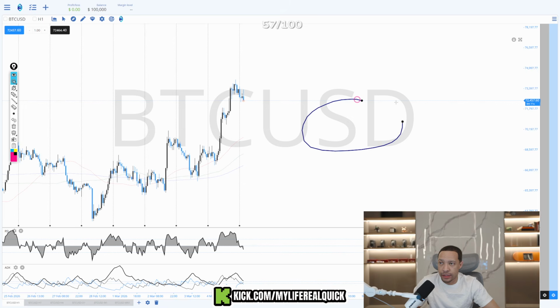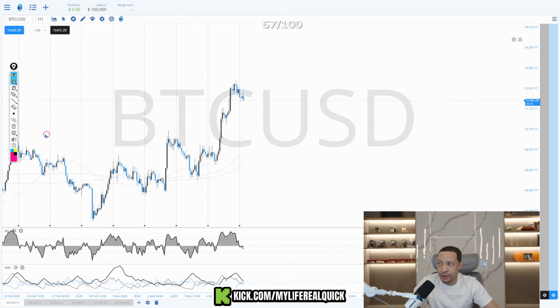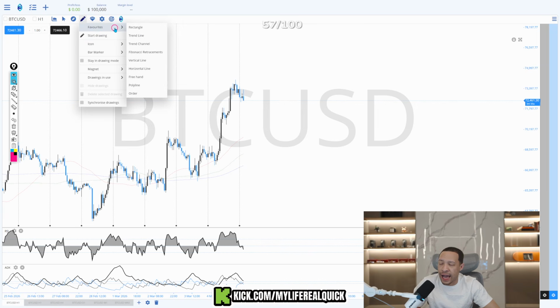Freehand is when I draw on the charts for teaching purposes. But as you can see today, I'm not even using freehand. I actually pulled up a software called Epic Pen so I could just draw on the charts instead. It's a little bit quicker for me. But when it comes down to your drawings, the ones that I like to use, again, are rectangle, trend line, Fibonacci retracement, vertical line, and horizontal line. We need to understand how to use them.